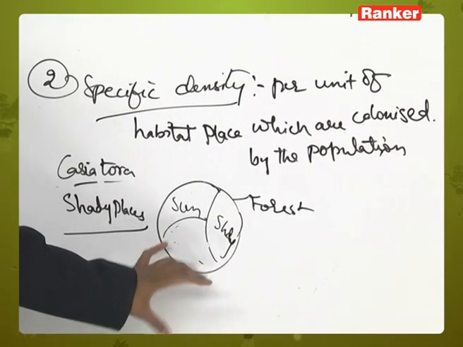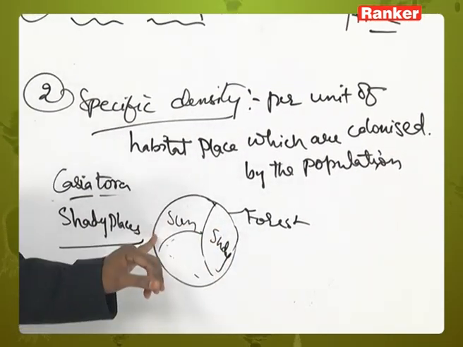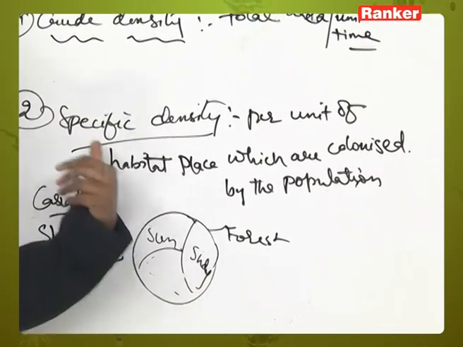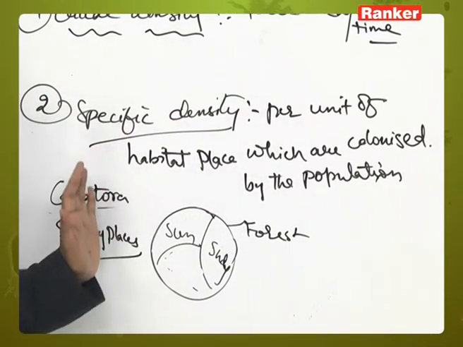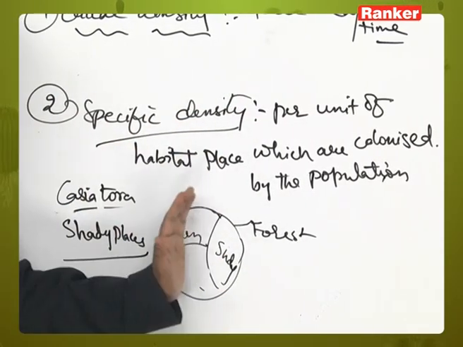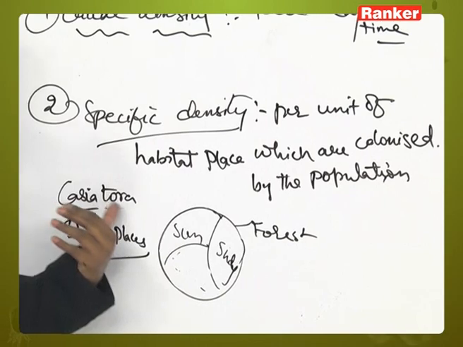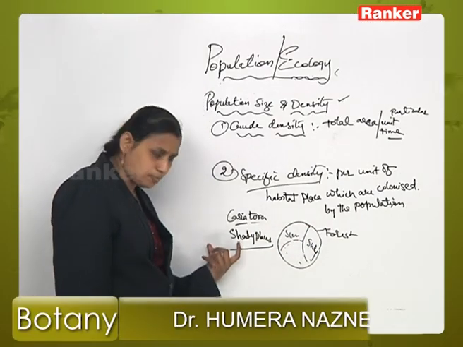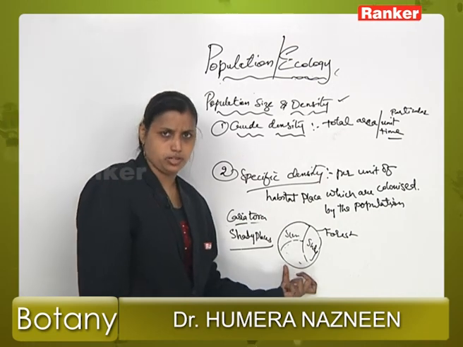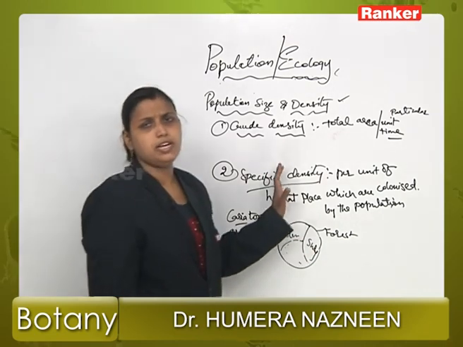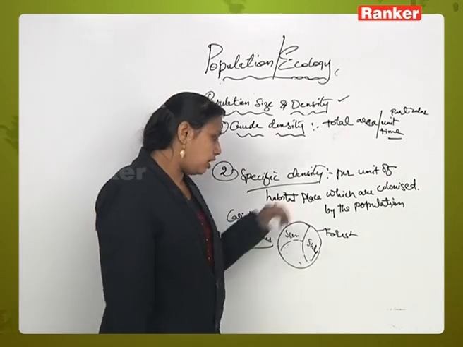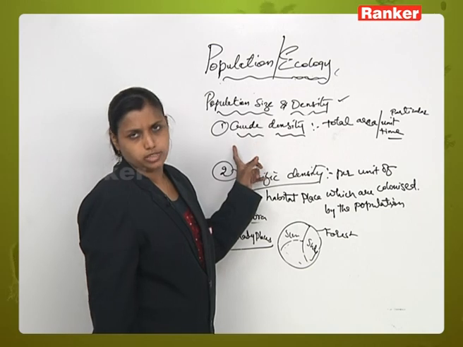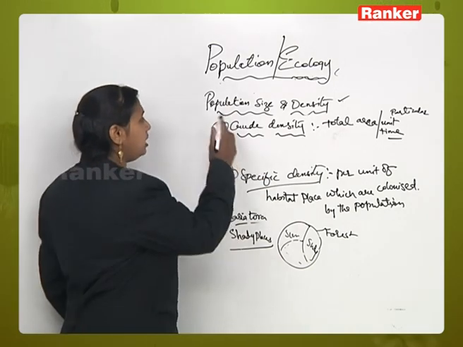So the density of the places where this particular plant is growing is considered the specific density of that particular area. Out of the total forest area, the shady area where this Acacia tora plant is growing can be considered as the specific density of that particular plant in that forest. So if you are taking into consideration the total forest area density per particular time, then that is called crude density. This is the difference between crude density and specific density.